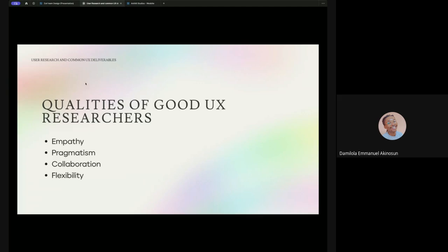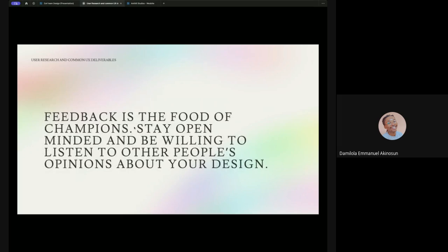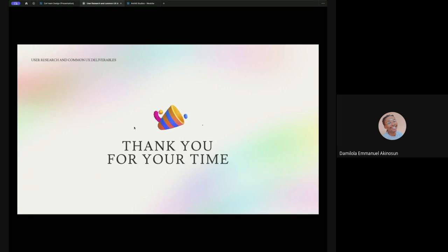I would like to end this session where I started it, with another quote, and this one says, "Feedback is the food of champions. Stay open-minded and be willing to listen to other people's opinion about your design." I think this is simply put. It's basically reiterating what I just said. Be flexible enough to take feedback and stay open-minded and be willing to hear other people's opinions about your design.